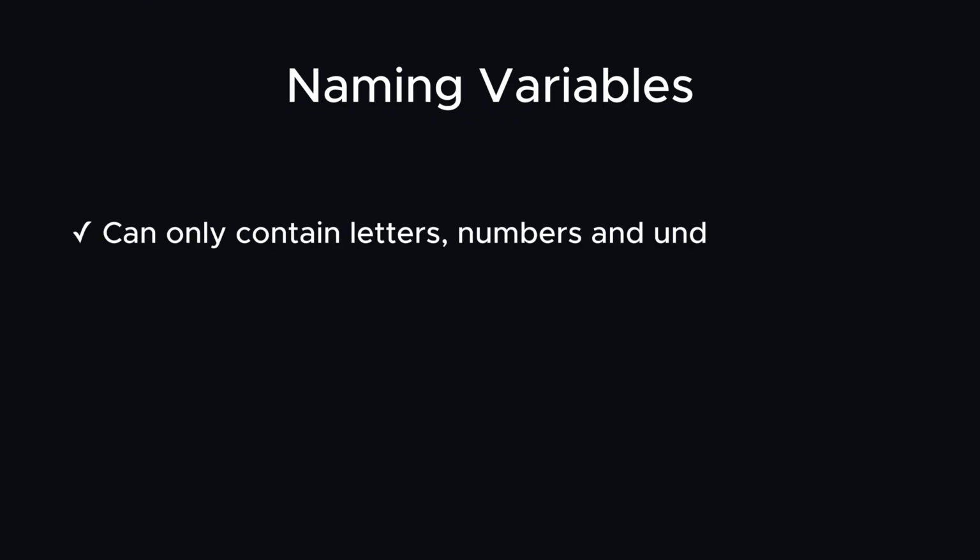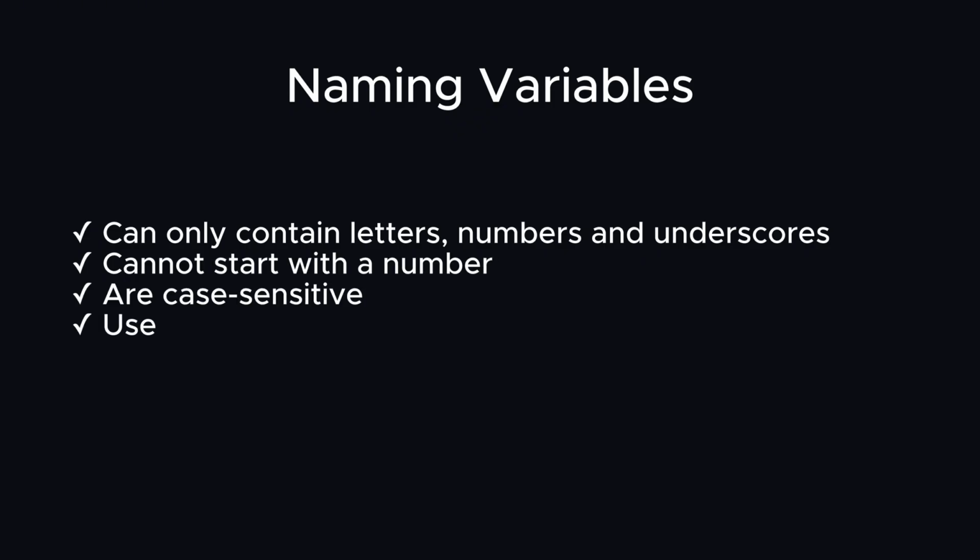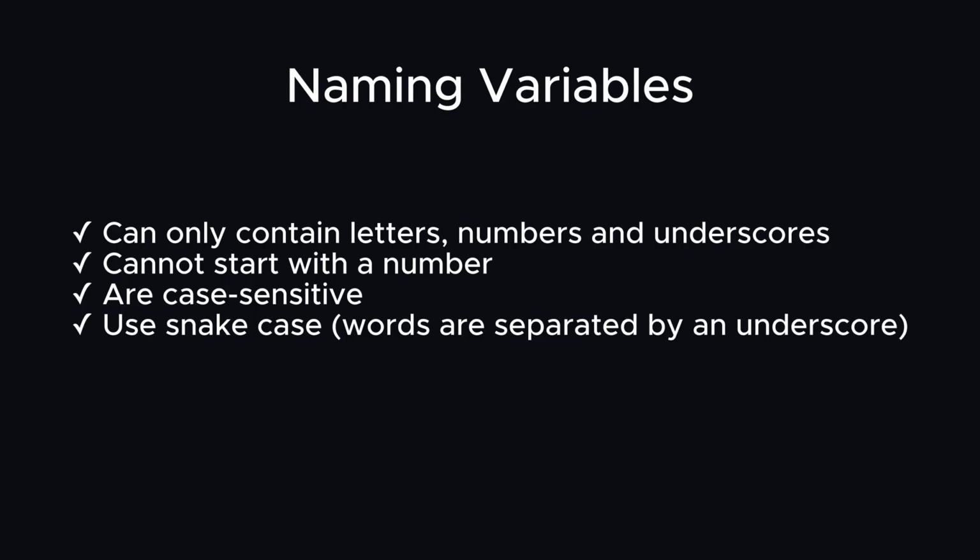So before we dive into an example, here are the rules for naming variables. They can only contain letters, numbers, and underscores. They cannot start with a number, and they're case sensitive. In Python, we use snake case, where words are separated by an underscore.